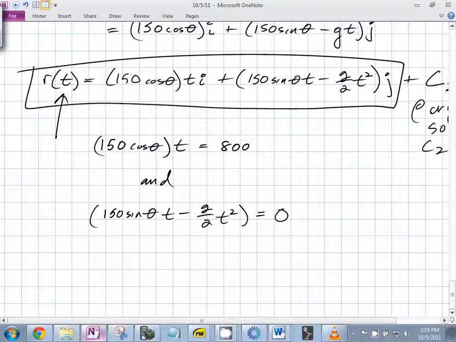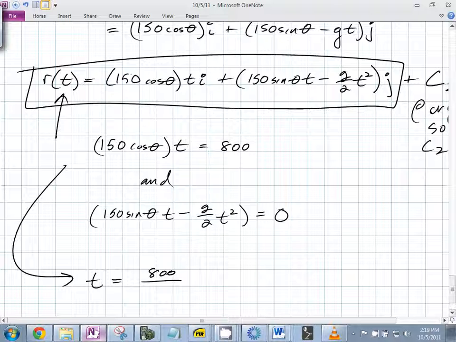Which one do you want to look at first? The first one is easy. Let's look at the first one, right? In this case, what does t equal on the first one? 800 over 150 cosine theta. What can we do now? Plug it in. Plug it in, and now we're just in algebra fun land, right?